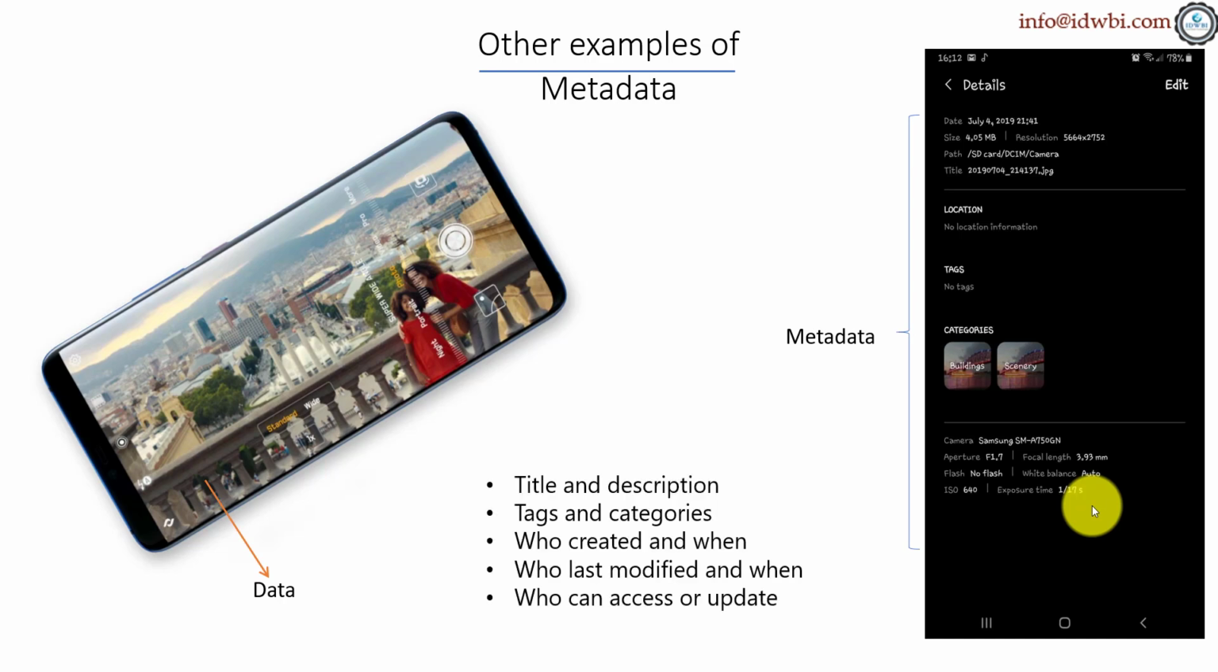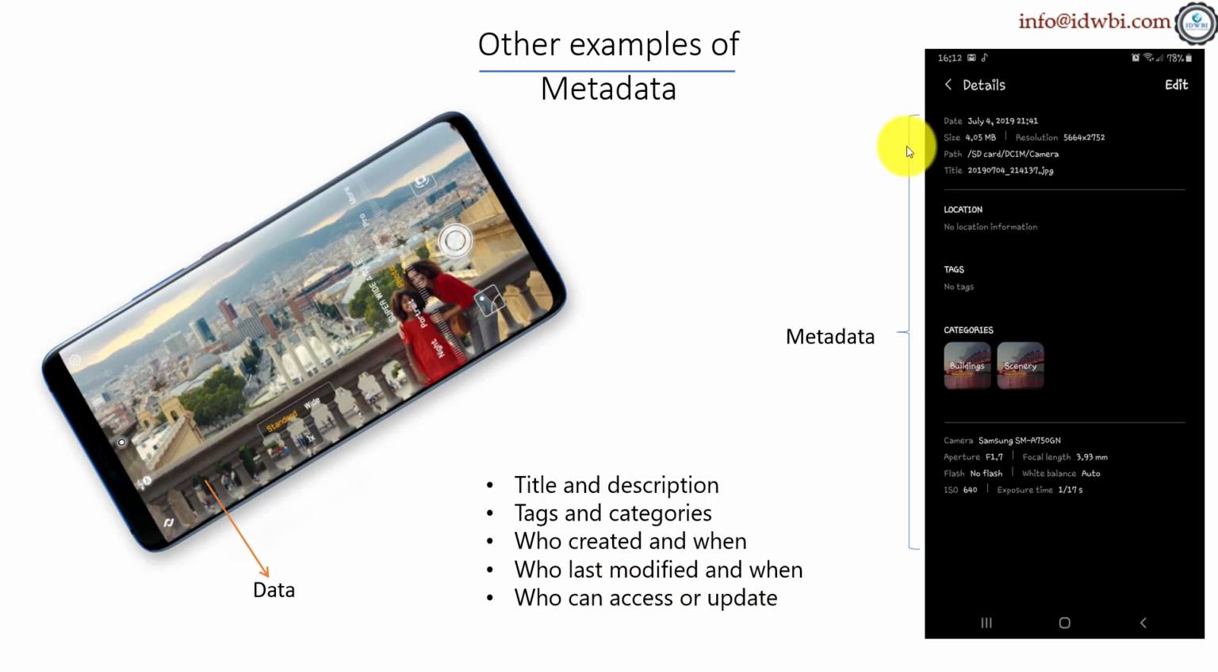So what are we storing here? As you can see, along with all these other details, you can put a title and a description, tags and categories, who created it and when. Obviously, it's the device. When, it'll show you the timestamp here with the date or the title. Who last modified it and when. That also comes up if you've, let's say, used some tone or changed it or edited it, added some stickers to it. All those things are also there.